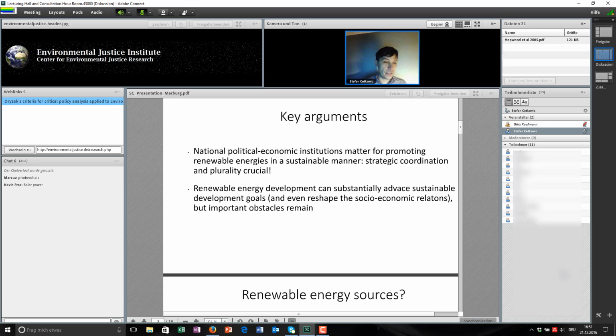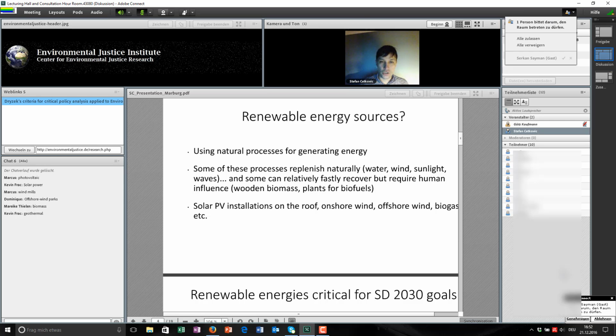Okay, Marcus said photovoltaic, solar power, right? So photovoltaic is basically part of the solar power technology. It is a technology used to produce electricity, using solar power. Marcus says windmills, so wind power. Dominic said, okay, offshore wind parks, very good. Marika said biomass. Kevin pointed out geothermal, okay. Very good. So you have a pretty good understanding and overview of renewable energy technology, so that's completely right. You're all right. These are all potential technologies.